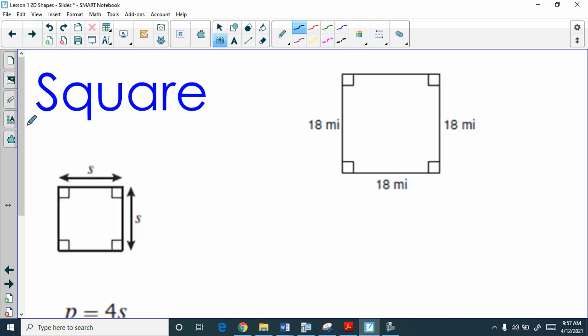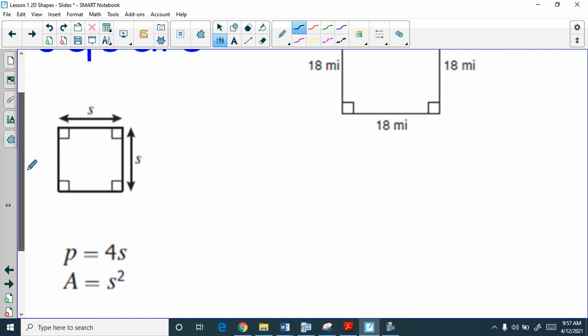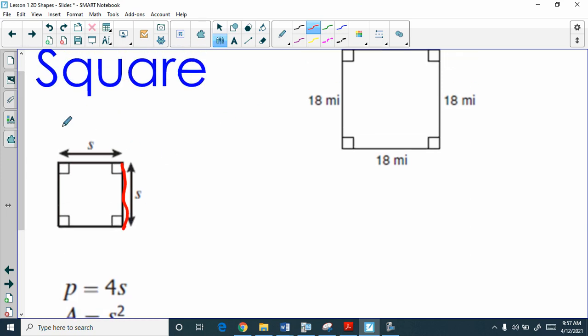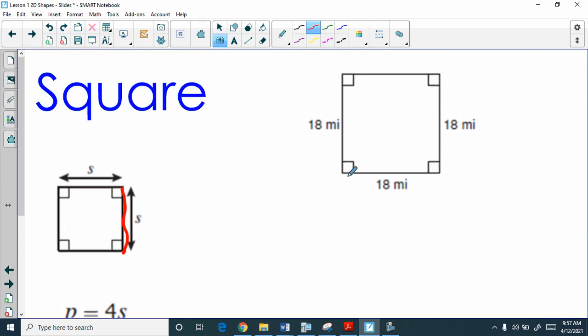Then we've got a square, which is a special rectangle. So technically you could still do length times width, but they do give us special formulas. The perimeter is just 4 times one of the sides, okay? And then the area is the side squared. So if we're looking for the area here, we just pick our side. They're all the same, right?